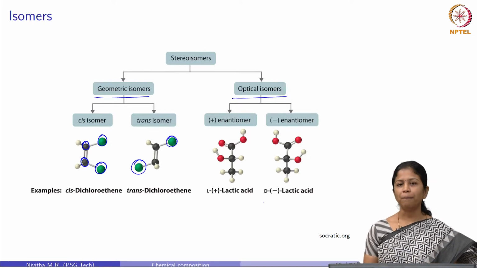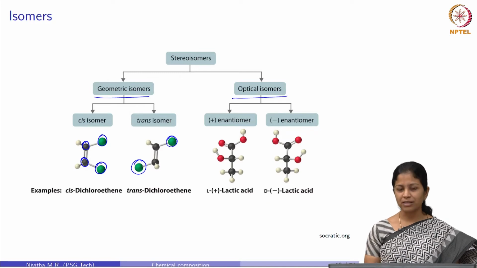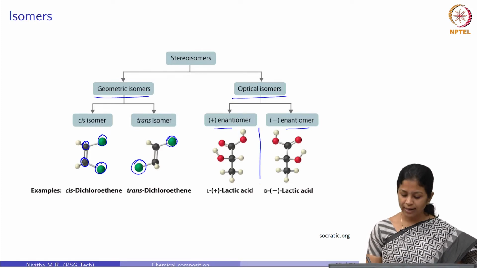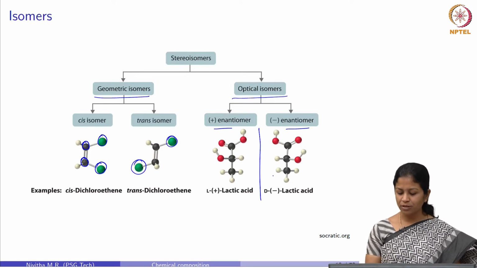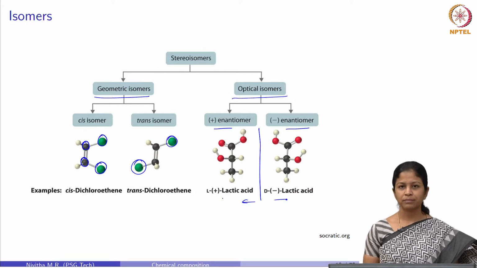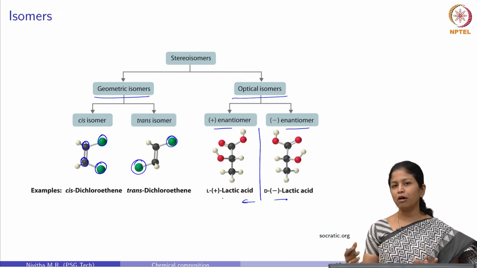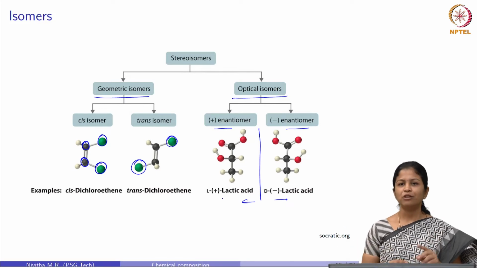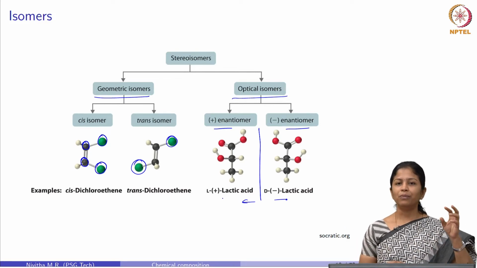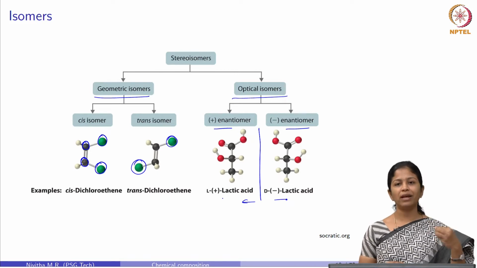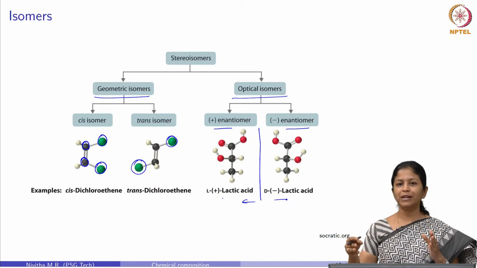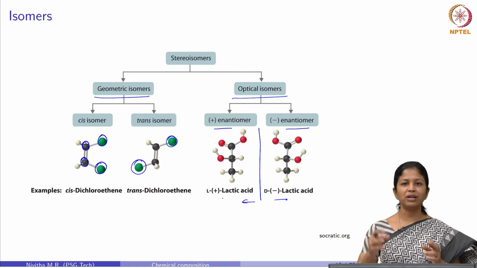Similarly, we have optical isomers. This is a positive enantiomer and this is a negative enantiomer. This is for lactic acid. If I draw a vertical line here, this one is going to be a mirror image of this particular one. So, these are different forms in which isomers are present. Previously we have seen that the properties of a simple molecule like pentane are going to be completely different depending upon the structural arrangement.